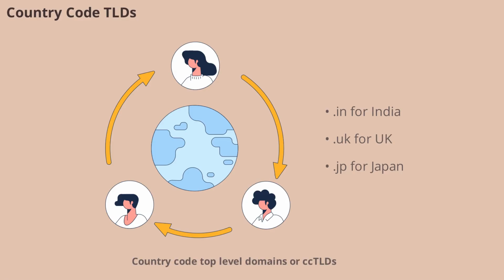Country code top-level domains, or ccTLDs, are used for websites specific to a country. For example, IN is used for India, UK for the United Kingdom, and JP for Japan. These help identify the geographic location or audience of a website, making the internet more organized and user-friendly.